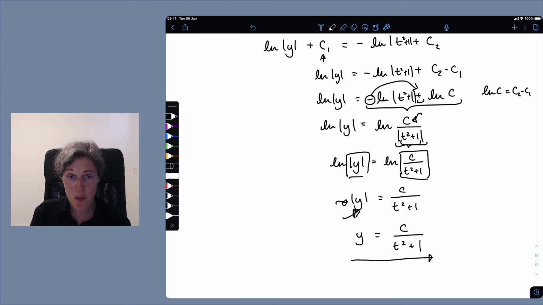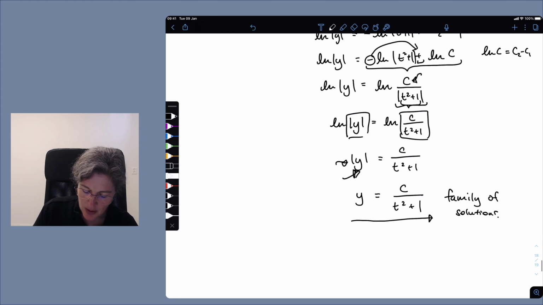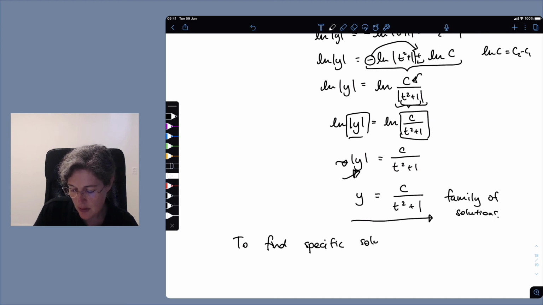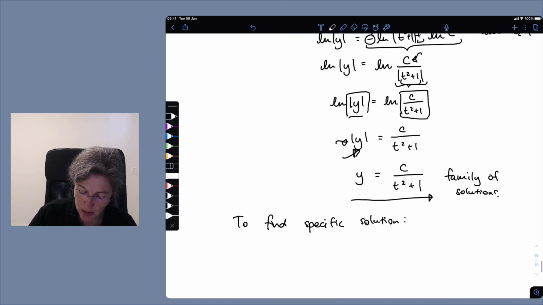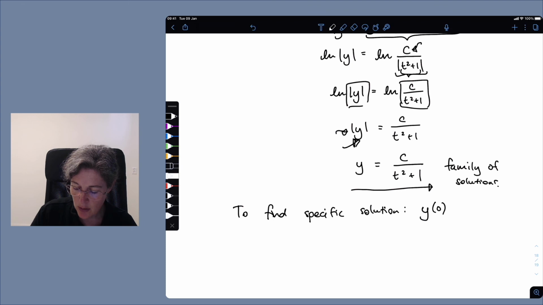We're not quite done though, because remember this was an initial value. So this is the family of solutions. Okay, to find the specific solution, what do we need to do? All the way back up here, we need to substitute in that at time t equals 0, our y has a value of 4. So we want to substitute in y of 0 is equal to 4.